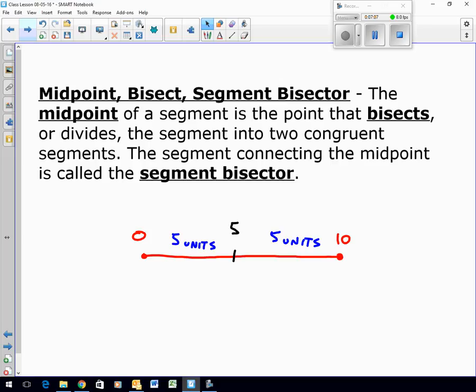Holy smokes. What do I have? 5 units on one side, 5 units on the other. Smells like an identical segment to me. Correct? I've got 2 identical segments on either side of my big segment right there, okay? All right, so we got a lot of stuff in there.